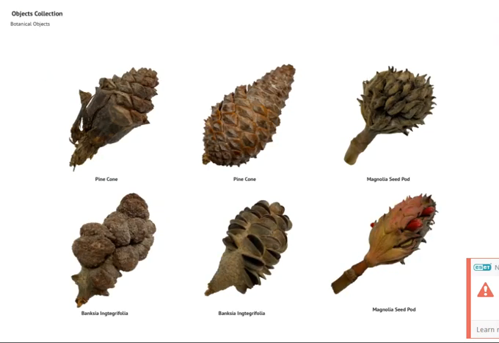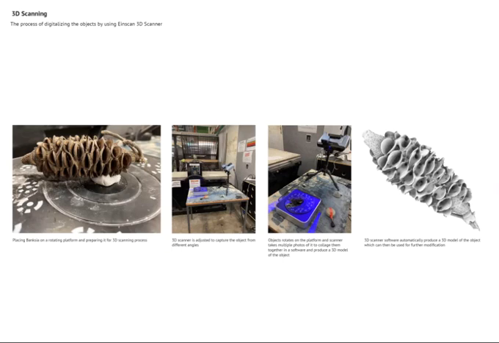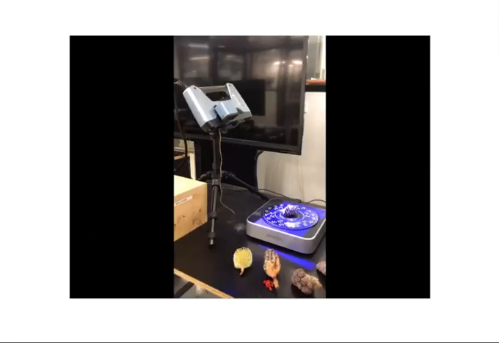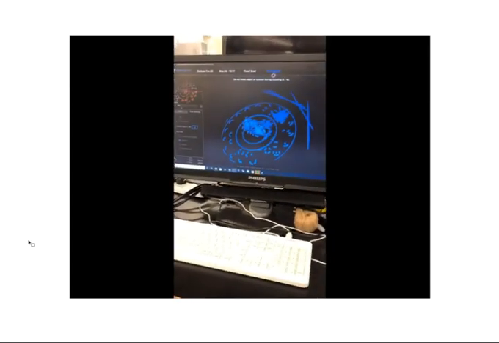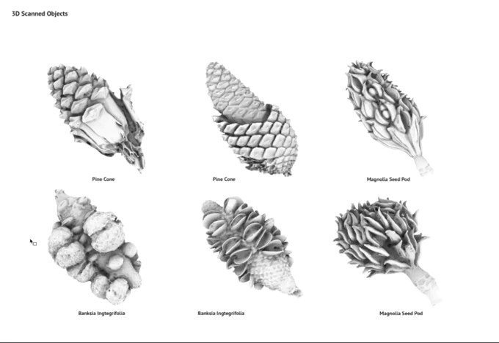We collected two samples of each category. Each sample is showing a different stage of their life cycle. Then, to begin our journey, we started scanning them with an Einscan 3D scanner. These are the final results and the 3D models that were made. As you can see, they are different from the original objects.